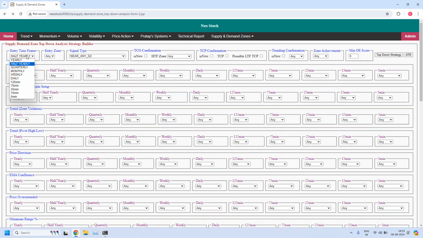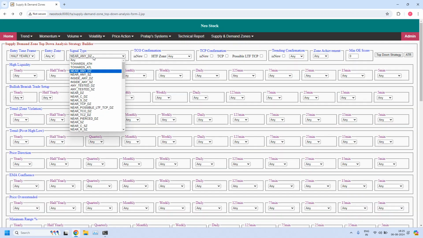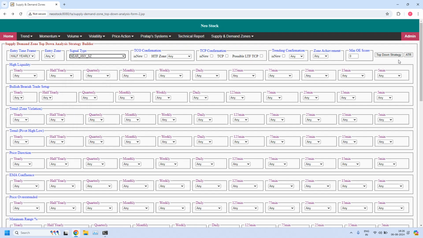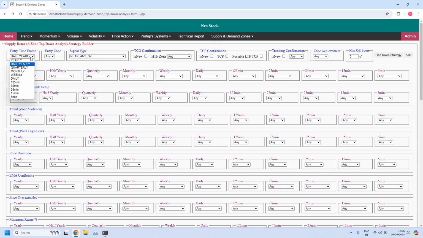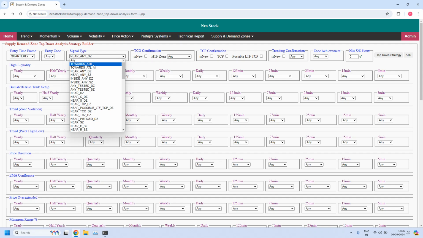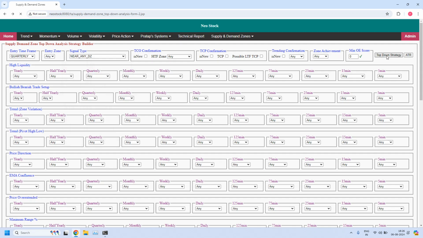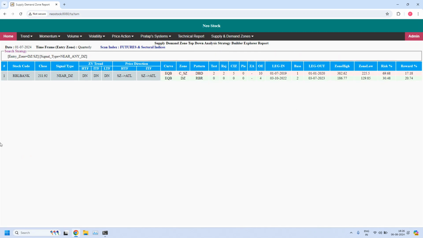So next report for half-yearly time frame. Let us find the stocks near half-yearly supply zone. No stocks are available. So I'm going back and changing the time frame to quarterly. Let us find the stocks near quarterly demand zone. So one stock is filtered near to the quarterly demand zone.